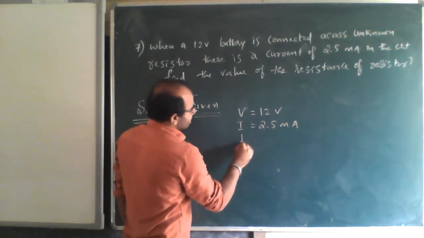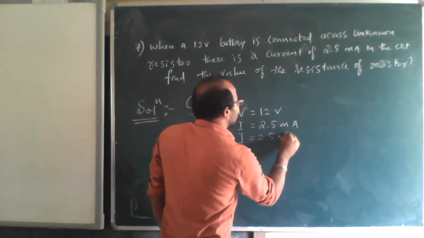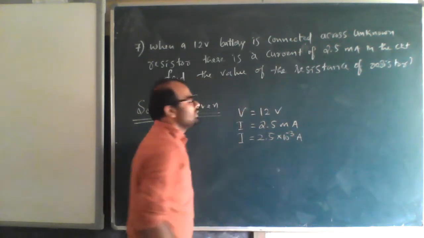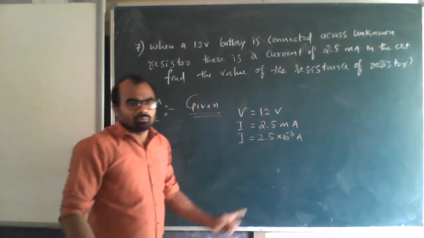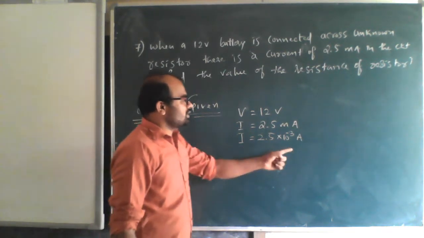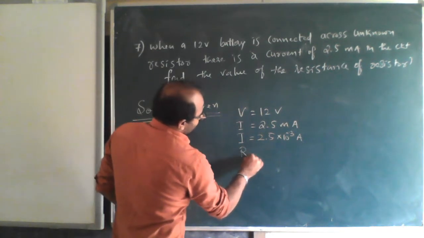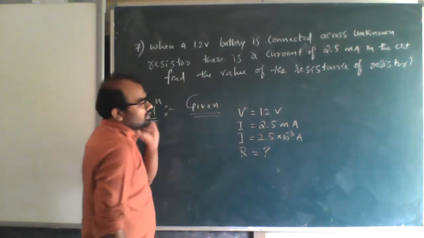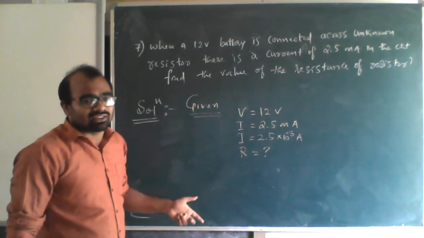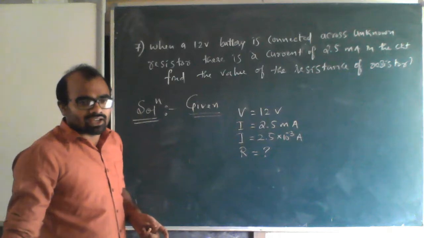So I becomes 2.5 into 10 to the power minus 3 amperes. Always keep everything in SI units. Milliampere is not my SI unit, my SI unit is ampere, so I will keep it in SI. I just need to find out R. V is there, I is there. What is the formula connecting V, I, R? Ohm's law, V equal to IR.